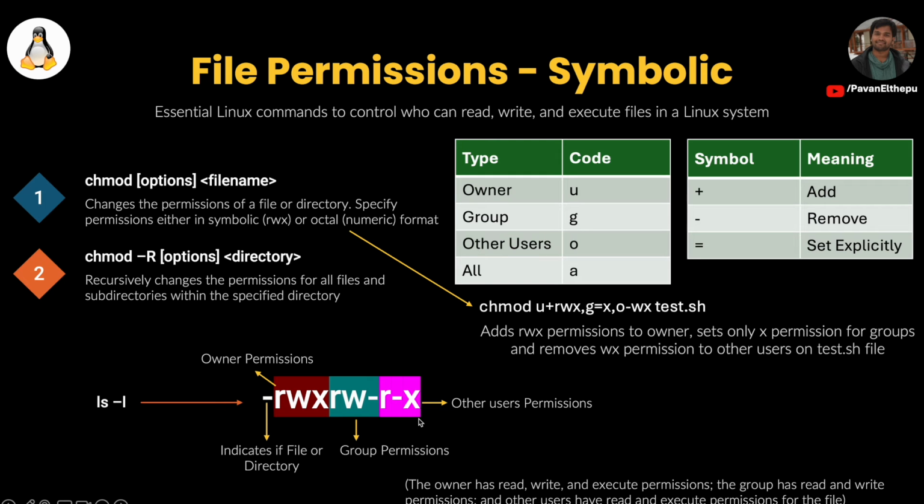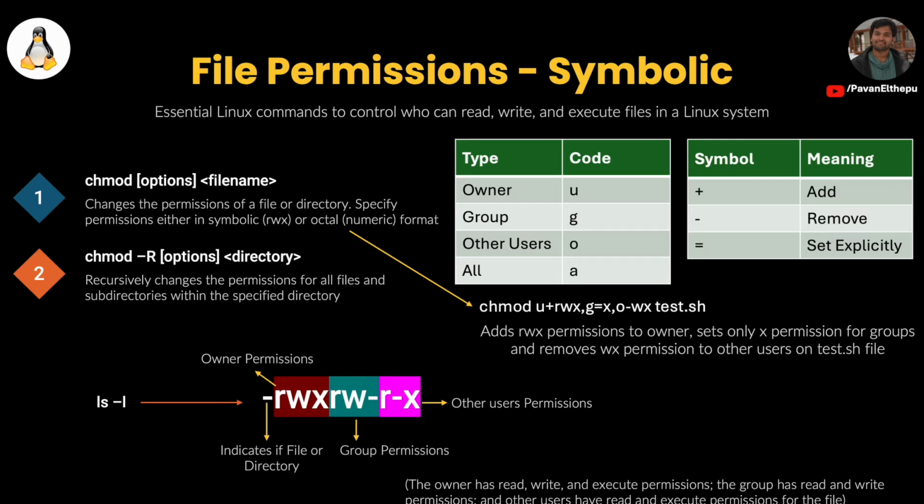This permission set has a total of 10 characters. The first character indicates if it is a file or directory. Hyphen means it is a file, D means it is a directory. And the next 9 characters can be divided into 3 groups. That's why I differentiated them with different colors. Each group will have 3 characters. R, W, X. R means read, W means write, X means execute.